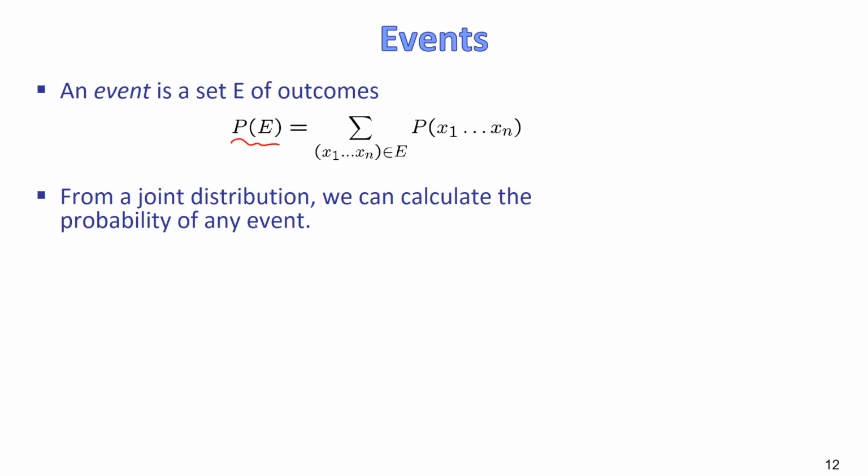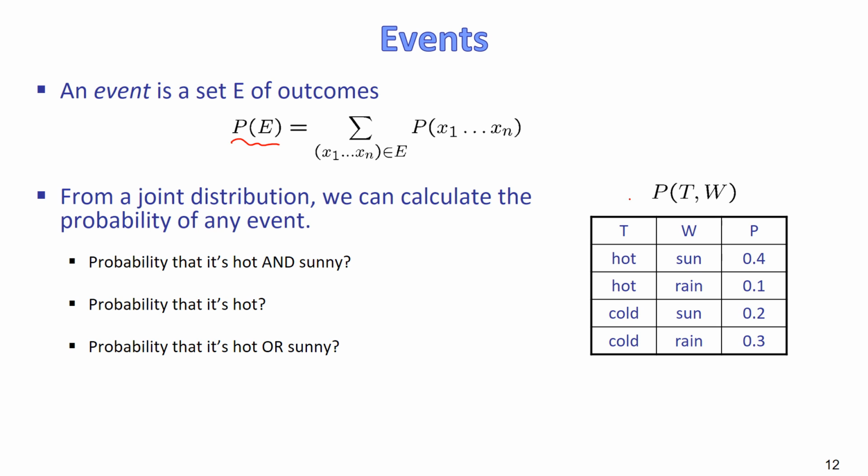Okay, so for a joint distribution, we can calculate the probability of any event. If we are given the joint distribution table, we can calculate the probability of any event from that table. Any event. For example, let's say that we have this joint distribution. Okay, we have two random variables here, the temperature and the weather.